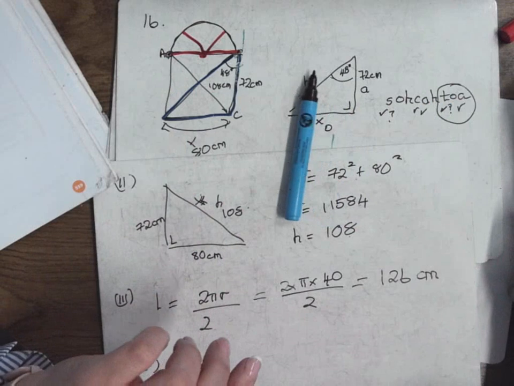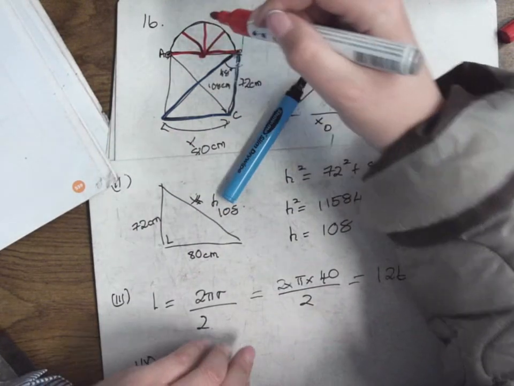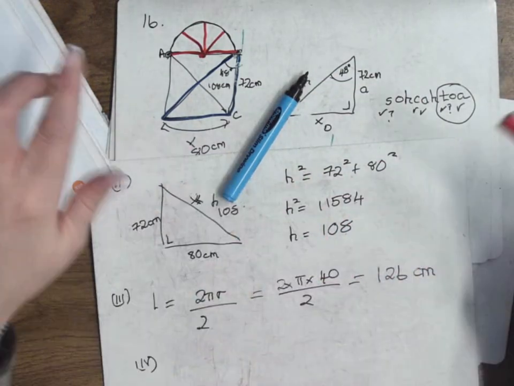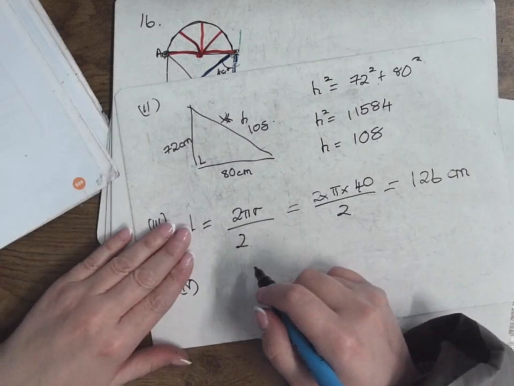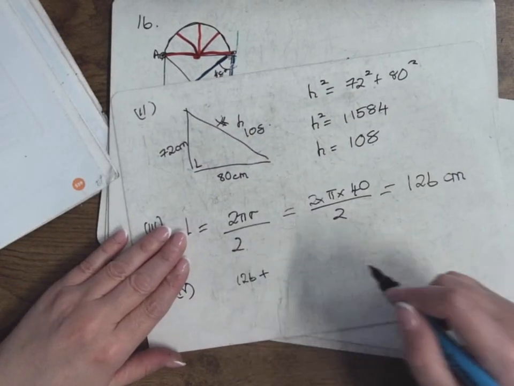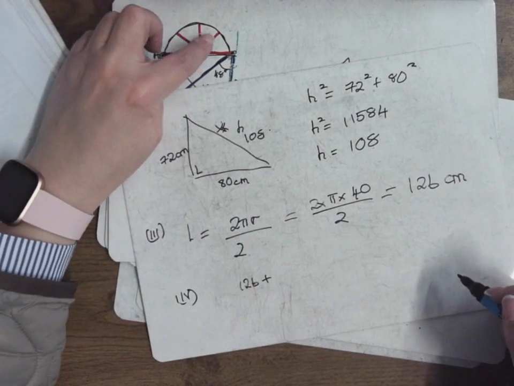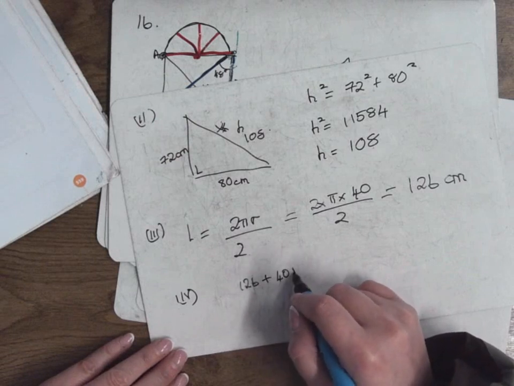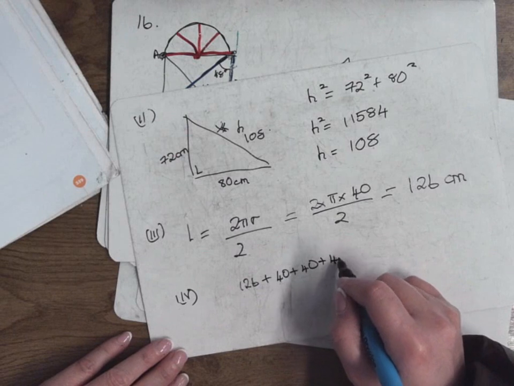Okay, and I'm missing one. There's one there as well. There's one up here as well. Okay, right. So will we start with the semicircle? Yeah, because we just did that. So we have the semicircles, 126, plus 3 radii. Would you agree? 40 plus 40 plus 40.